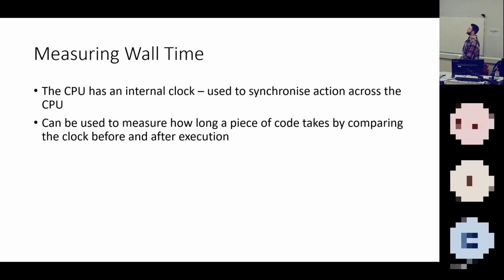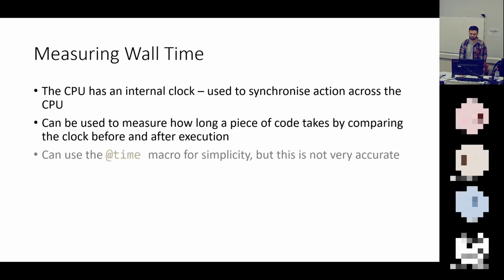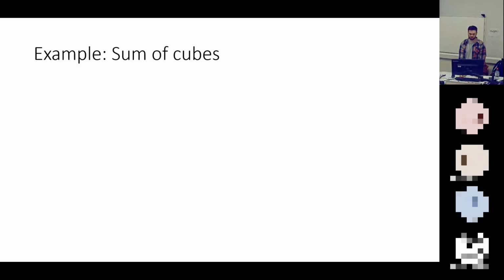So the way you can basically measure wall time is using the CPU's internal clock. It needs this clock to be able to synchronize its behavior, and you can make use of that to time your code. So in Julia, you can use the @time macro, but it's not very accurate. So we have to use alternative methods to get a better idea of how long our code is actually taking to execute.